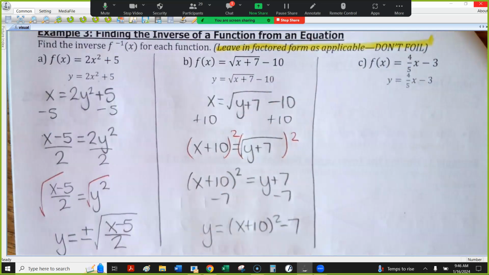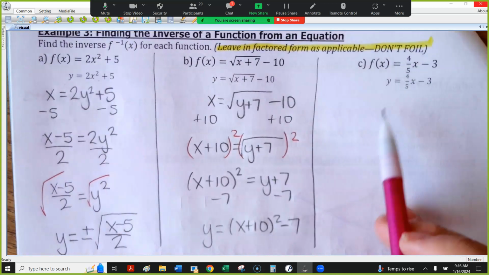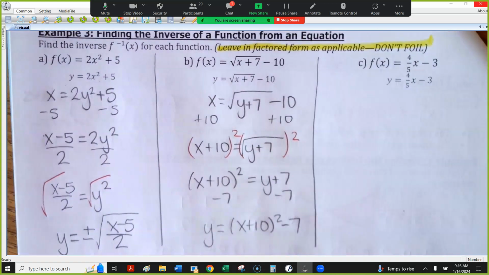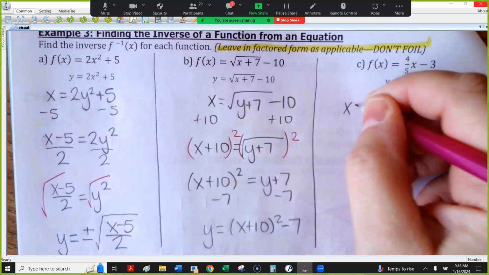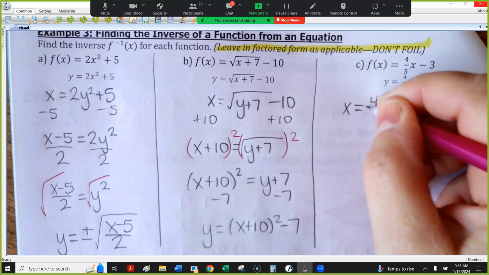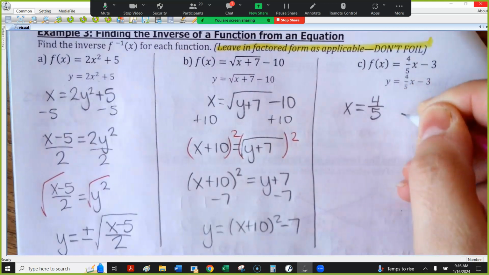And then my last example here, this is just the equation of a line in mx plus b form. And I think we're going to stop after this today, and we'll just finish up the rest of it tomorrow in class. There's no homework or anything. We're just going to finish up this example. Okay, so here's function notation. I just rewrote it so it was y equals. Whenever you find an inverse, you're just going to switch x and y. So I'm going to write x equals 4/5 y minus 3.